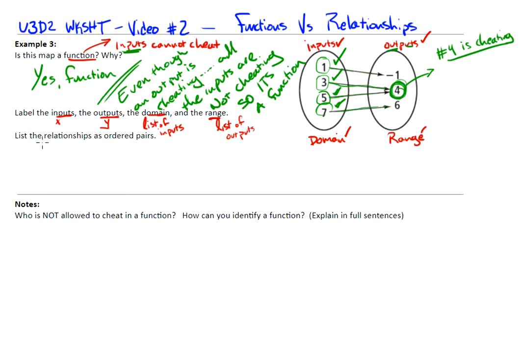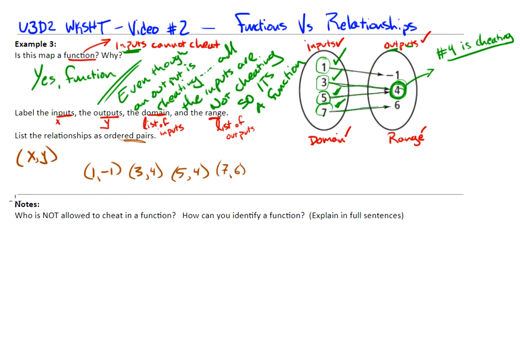Okay? So now they want us to actually list ordered pairs. What exactly is an ordered pair? An ordered pair is when you have an x comma y, and we already know that my inputs are x and my outputs are y, so let's just list these out. So I'm going to have 1 comma negative 1. If you go down this list, I'm just going to have 3 comma 4, 5 comma 4, and 7 comma 6.